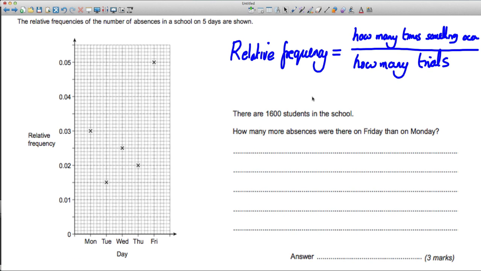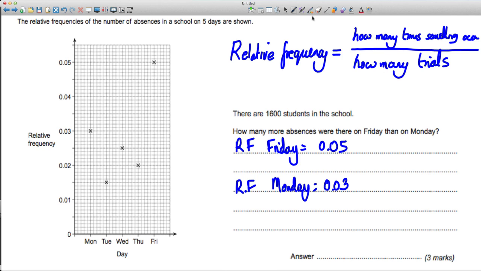In this case, the relative frequency is how many times someone was absent divided by how many kids there are in the school. How many trials, how many possible kids could have been absent. So how many more absences were there on Friday than Monday? Let's read off the graph. The relative frequency for Friday is 0.05, and the relative frequency for Monday, reading off the graph, was 0.03.